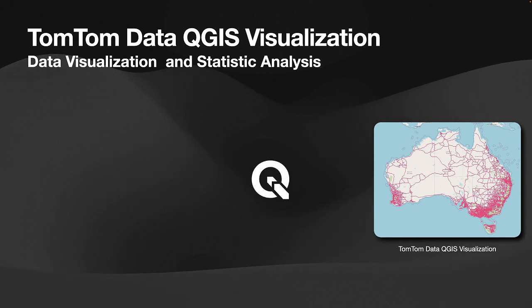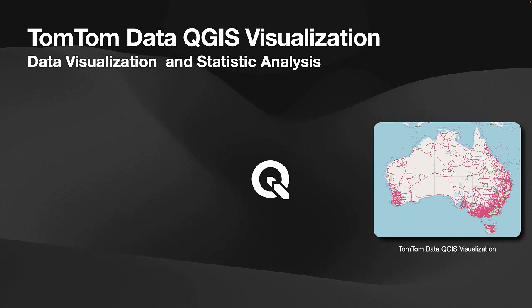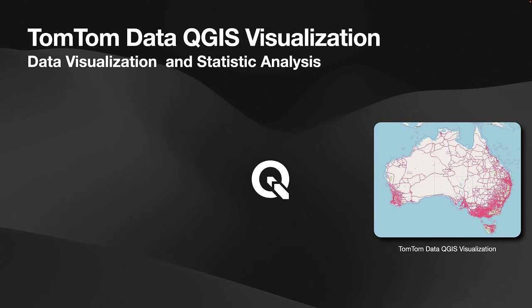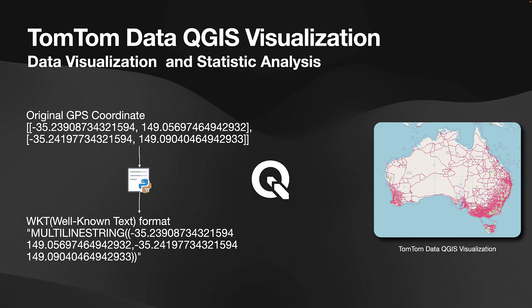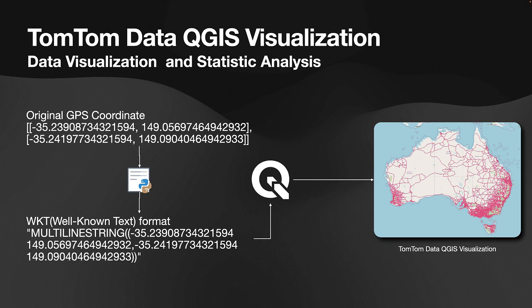For the first result, QGIS is an open source GIS software which is widely used in the editing, processing, and analysis of geographic data. QGIS supports the import of multiple data formats, including geographical data in delimited text and the WKT format. In order to visualize TomTom's data in QGIS, we first need to convert the GPS data in TomTom's data into WKT format. The result of the visualization is the distribution of all roads contained in TomTom's data on the map.